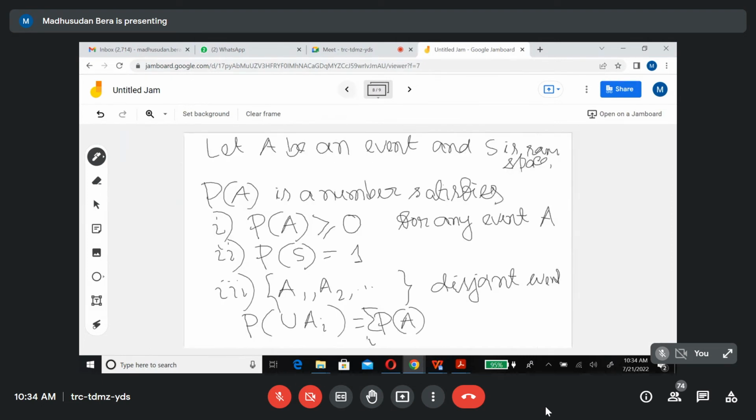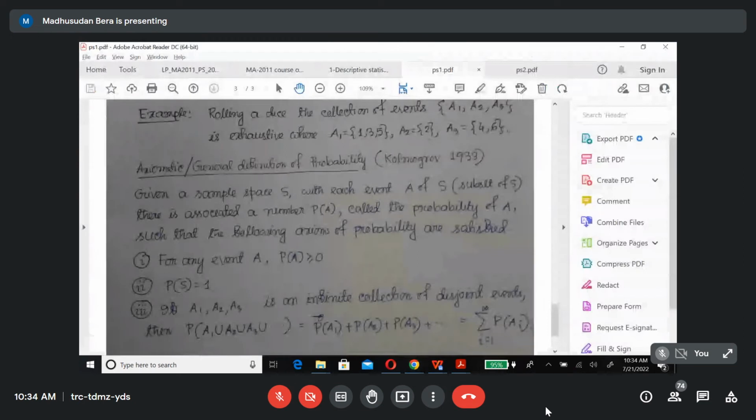Only these three things are in our hand. For any event it is greater than or equal to 0. For the sample space it is 1. For an infinite collection of disjoint events, the probability of their union is equal to the sum of their probabilities. Basically these three results are in our hand, not the classical definition. The classical definition is m by n, but there may not always be a finite number of elements. So how will we prove this using these?